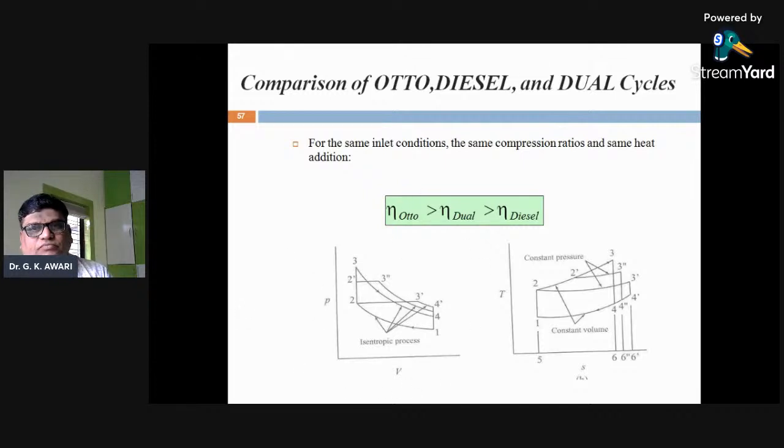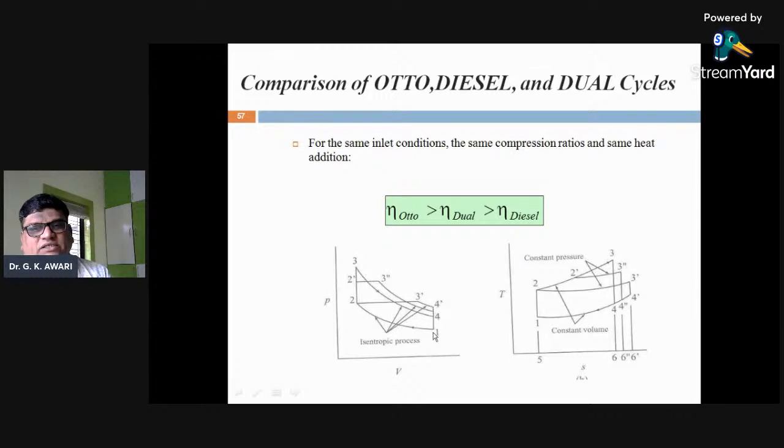So this is your 1 to 2 compression, then 2 to 3 Otto cycle, 3 to 4, and 4 to 1. Okay, then the dual fuel cycle. The dual fuel cycle is nothing but 1 to 2, 2 to 2 dash, constant volume heat addition, then 2 dash to 3 dash, then 3 dash to 4 and 1.